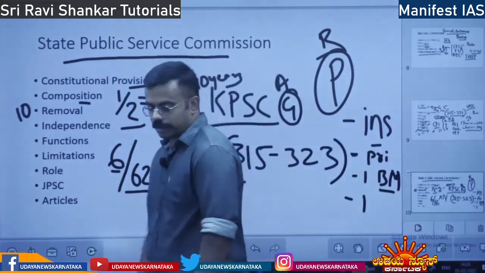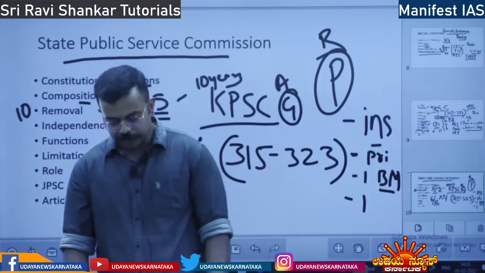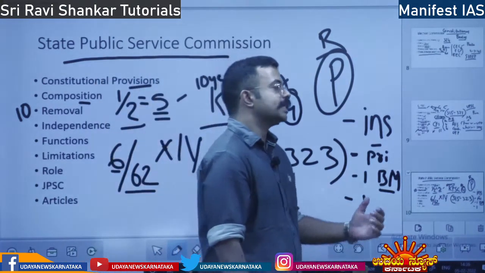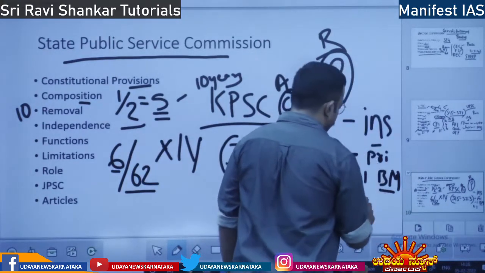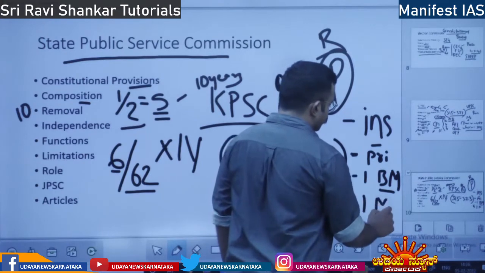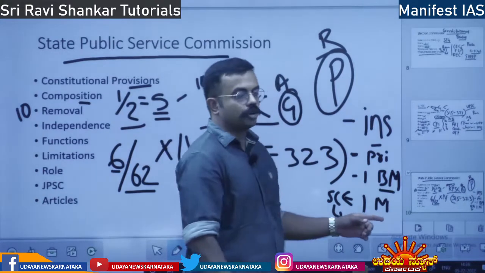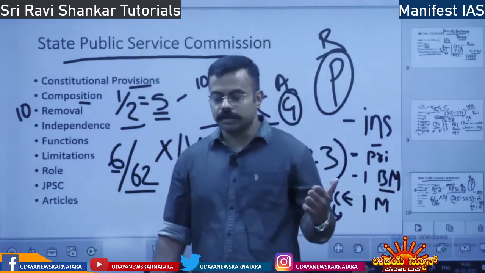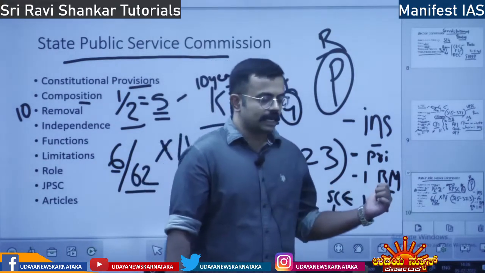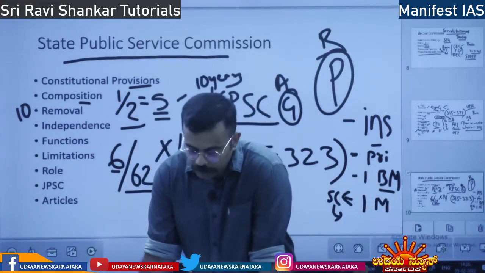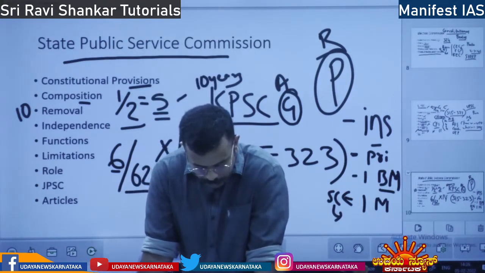In the case of misbehavior, the president refers the case to whom? The president refers the case to the Supreme Court. The Supreme Court gives a direction whether he has to be removed or not. If they say he or she can be removed, then the president can remove him. So these are the 4 conditions under which State Public Service Commission members can be removed.